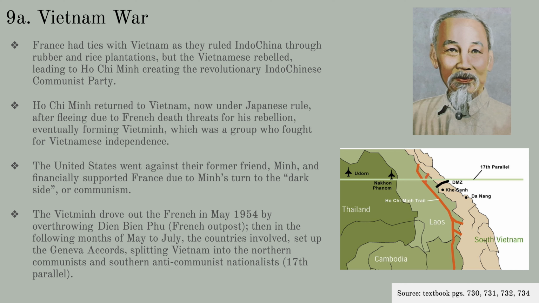So, the bottom picture represents where the 17th parallel split is, and the top picture is a picture of Ho Chi Minh.